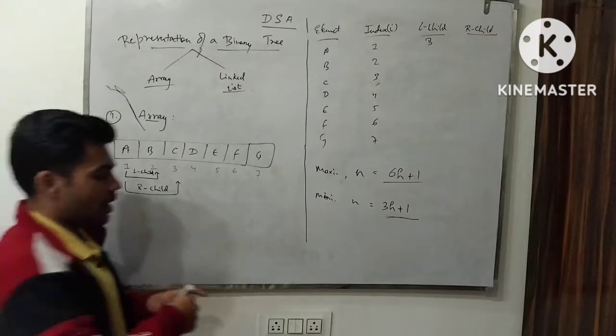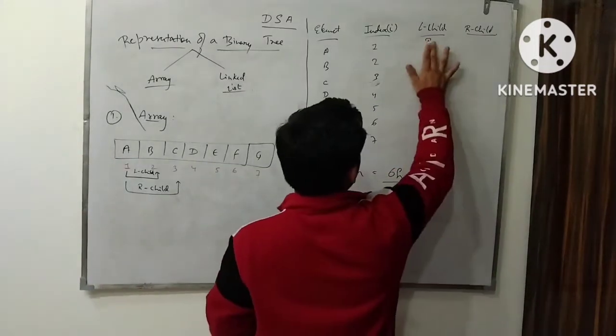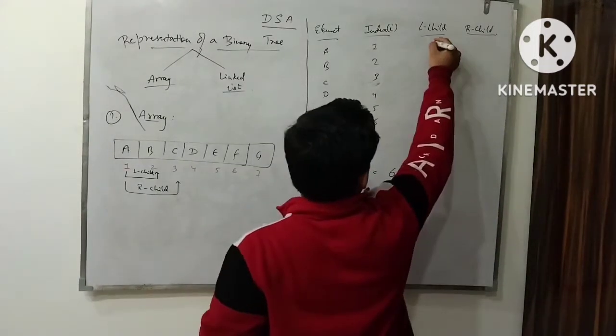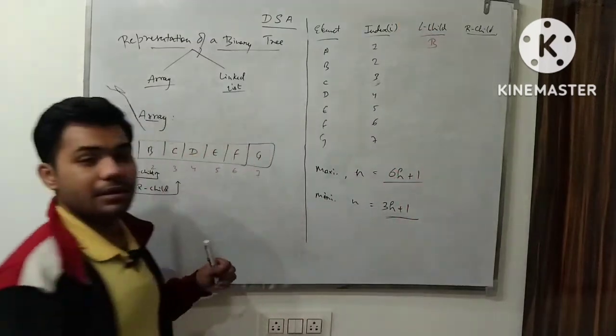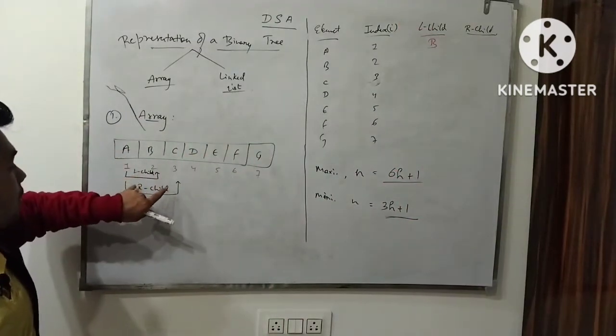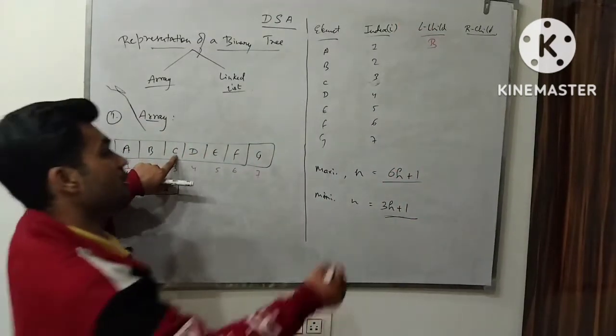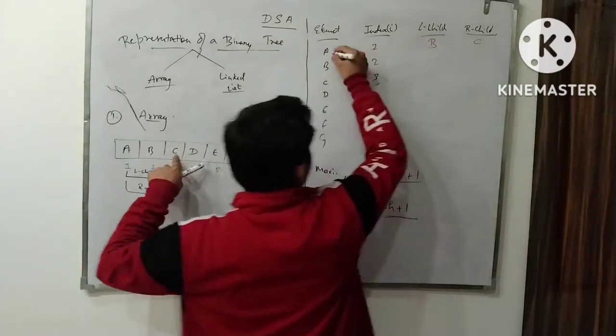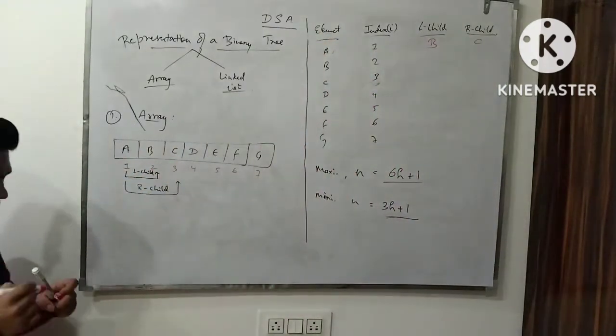Okay, I will write it with the red pen. B is the left child. Okay, then who is the right child? The C. C is the right child of A. We have completed with the A.